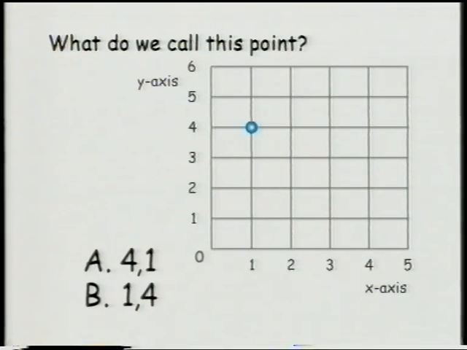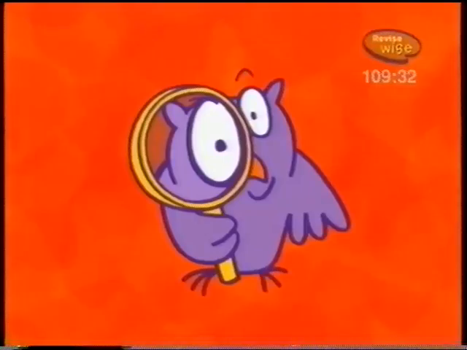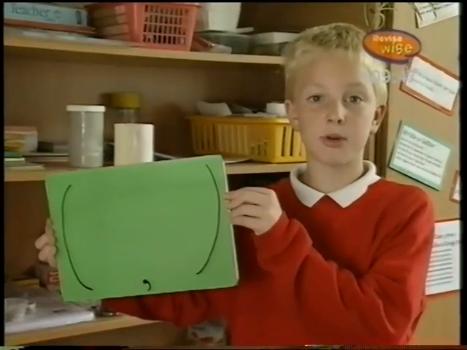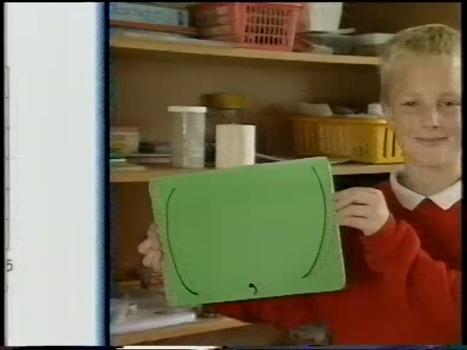Over to the maths team to remind us how to write the coordinates of a point. The first number in a coordinate is the number taken from the x-axis. The second number in a coordinate is the number taken from the y-axis. The two numbers are written in brackets with a comma in between.